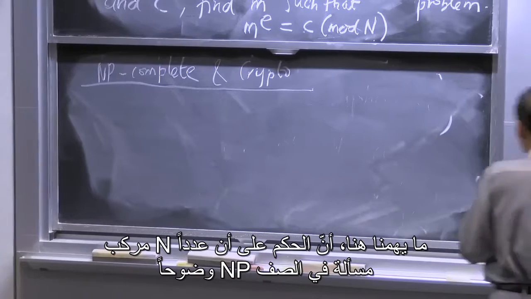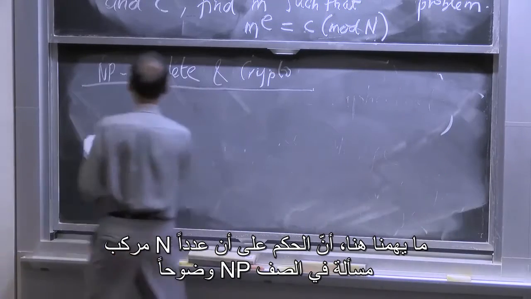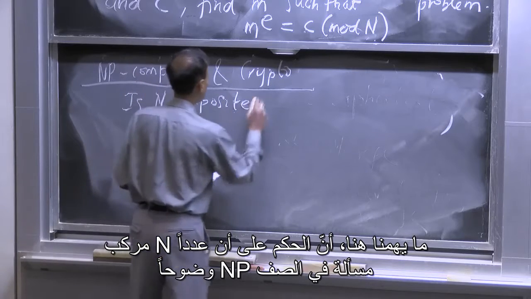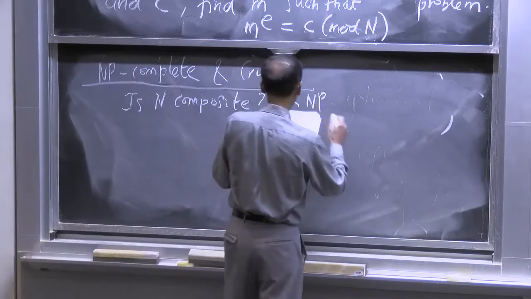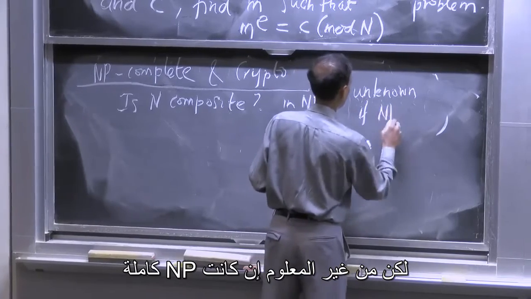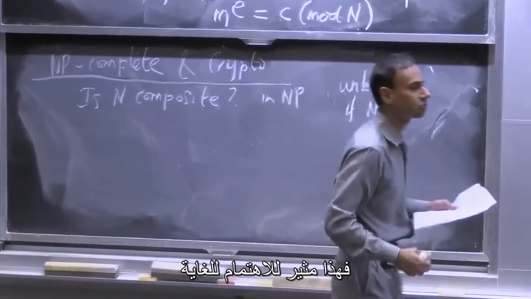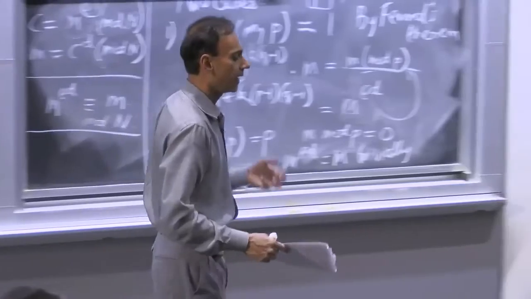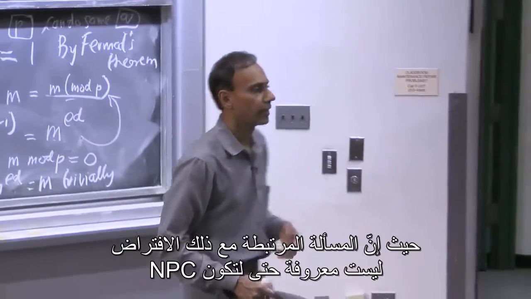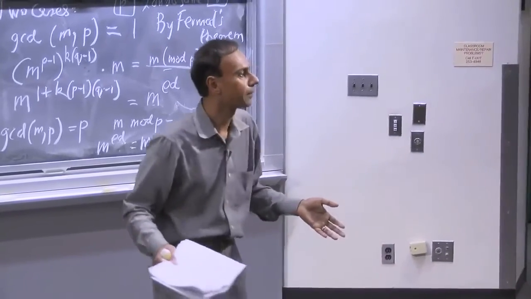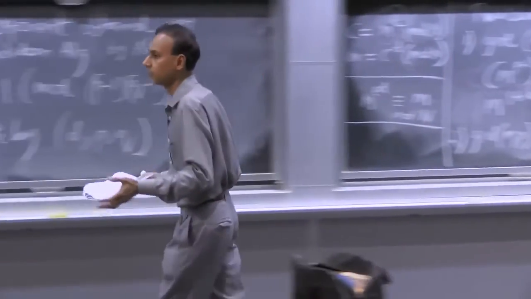about hardness. Now, what's interesting here is that N composite is clearly in NP, but unknown if NP complete. Right? So this is very interesting. The tried and trusted algorithm for public key encryption relies on a computational assumption where the problem associated with that assumption is not even known to be NPC. All right? So that's kind of wild. It's like, how does this work? Or why does this work?